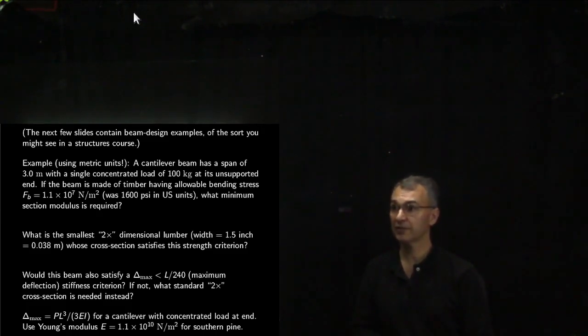Well, that could be interesting. Would this beam also satisfy a maximum deflection L over 240 stiffness criterion? If not, what standard 2x cross section is needed instead? This could be interesting. We can use PL cubed over 3EI for a cantilever with concentrated load at the end for the deflection, and we can use Young's modulus 1.1 times 10 to the 10th newtons per square meter for southern pine.